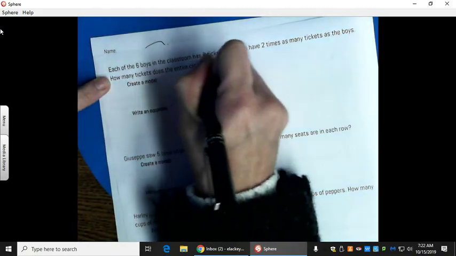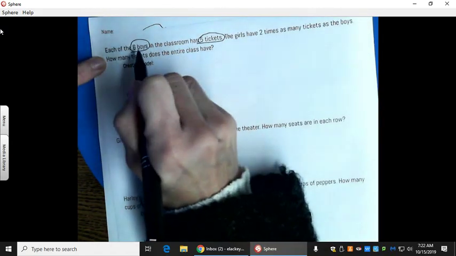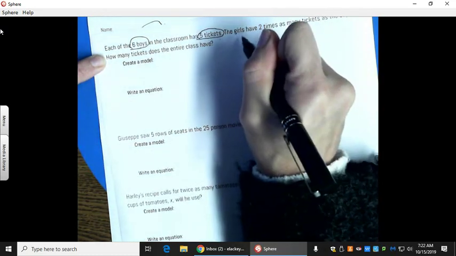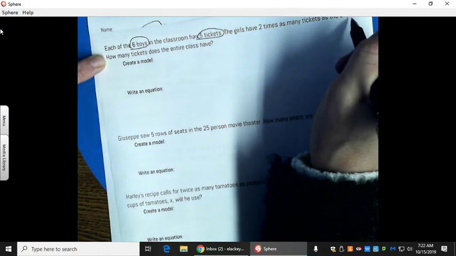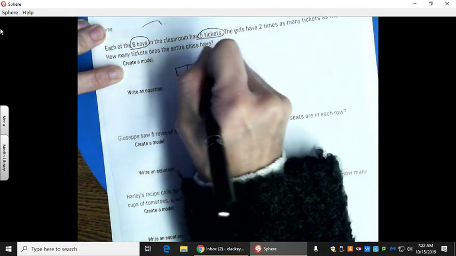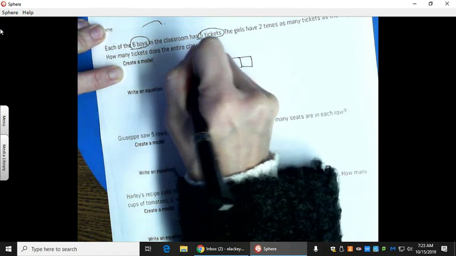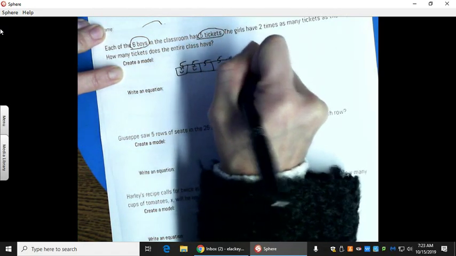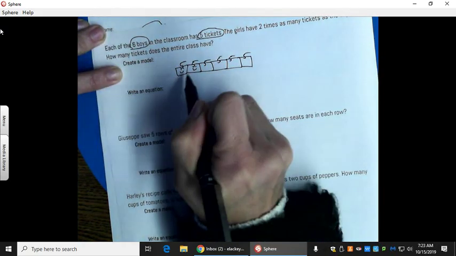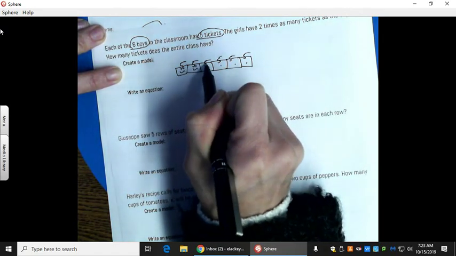Each of the boys in this classroom has 5 tickets. Sorry, each of the 6 boys. Really close reading. 6 boys, 5 tickets. The girls have 2 times as many tickets as the boys. Okay. Model. 6 boys. 1, 2, 3, 4, 5, 6. You know what? They don't look like your regular round faces, but I can pretend those are the boys, right? And they each have 5 tickets. So 5, 5, 5, 5, 5, 5. Each of the 6 boys has 5 tickets. So this one has 5, this one has 5, this one has 5, this 5, 5, 5.